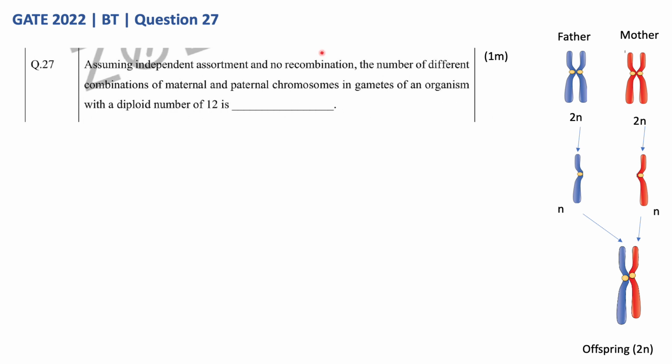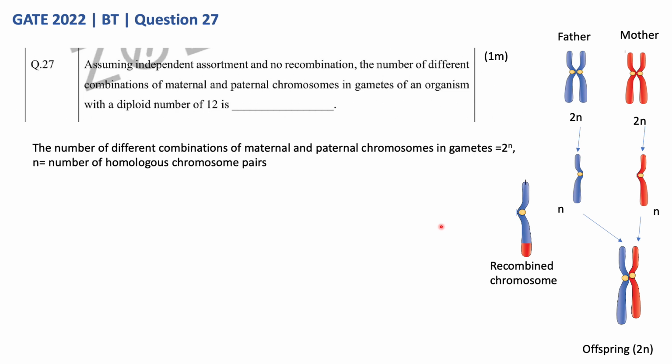So, independent assortment means that the maternal and paternal chromosomes in each pair can segregate into different gametes in various combinations. And recombination is when sections of homologous chromosomes exchange genetic material, but in our case, there is no such recombination. So, the number of different combinations of maternal and paternal chromosomes in gametes is given by the formula 2 raised to the power n, where n is the number of homologous chromosome pairs.